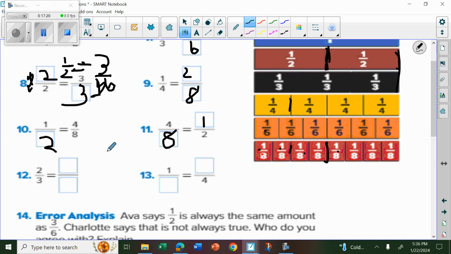2/3. 2/3 equals what? So I'm going to get a yellow one so we can see it. Right around here. Nope, it doesn't equal 1/2. It doesn't equal 1/4. Oop, right here. Doesn't go through 8. It goes right here. So 2/3 is the same as 4/6.